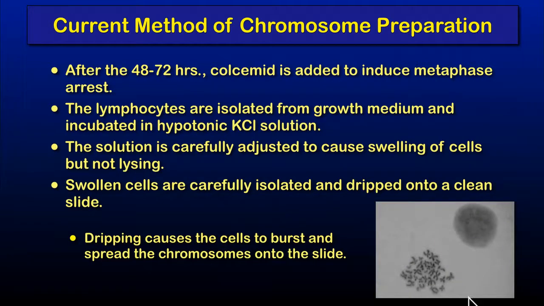This would be an example. This is a cell that was in interphase, and the interphase cells tend not to swell as much, and so they tend not to burst. But then this is a cell that did burst, and then we can do staining.